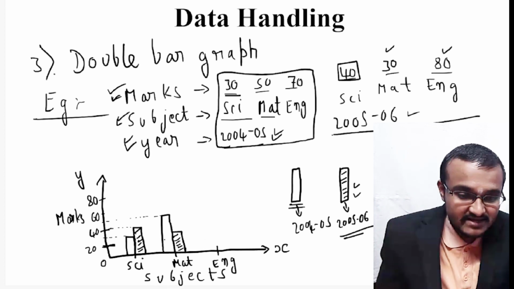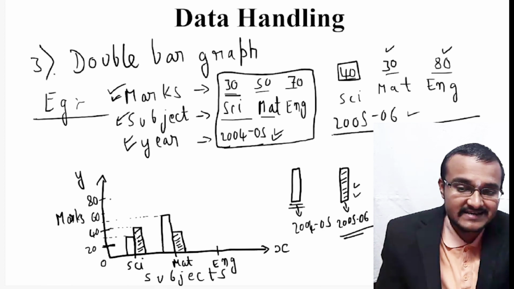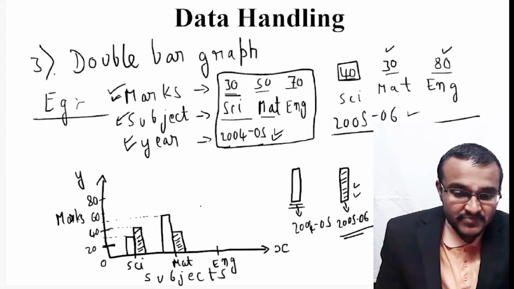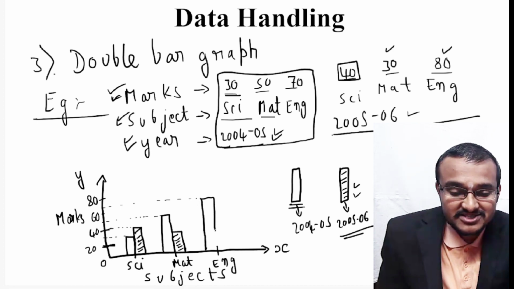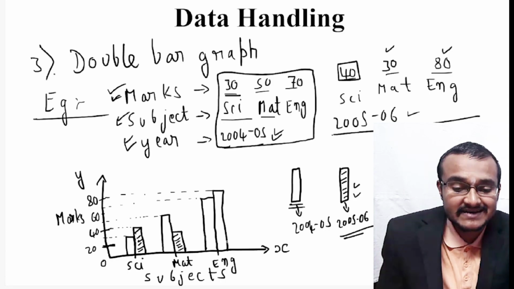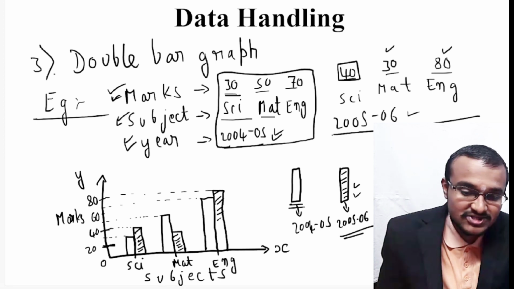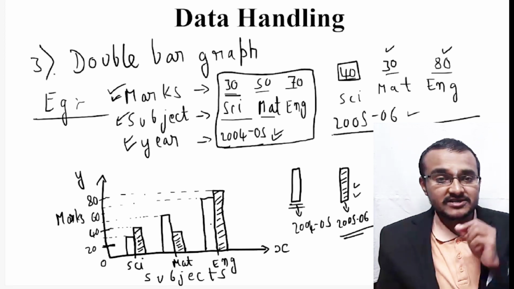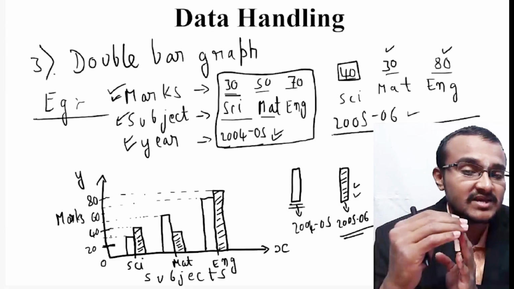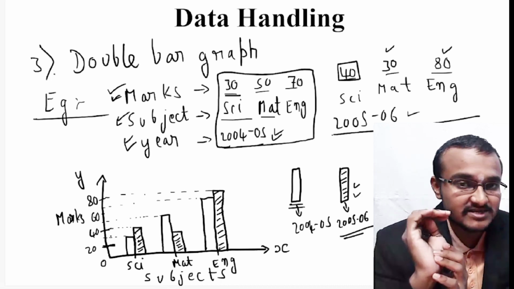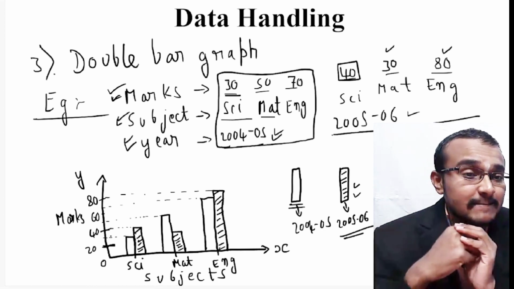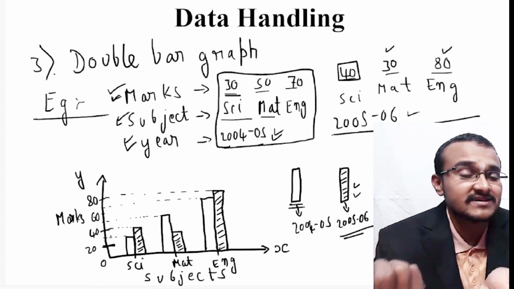So coming to the English subject, he has got 70 in 2004 and 5, and he has got 80 in 2005 and 6. So 70 comes in between 60 and 80. Up to this particular point, you will draw an unshaded bar graph, and up to this 80 point you will draw a shaded rectangular bar like this. So here you can clearly notice that this student has made improvement in science. The height of the shaded rectangular bar is more compared to the unshaded rectangular bar in the science subject. That shows this student has improved in science, and the same is the case with English.